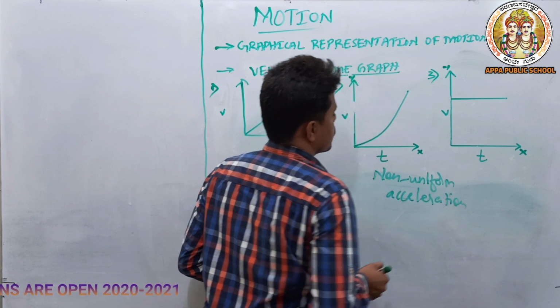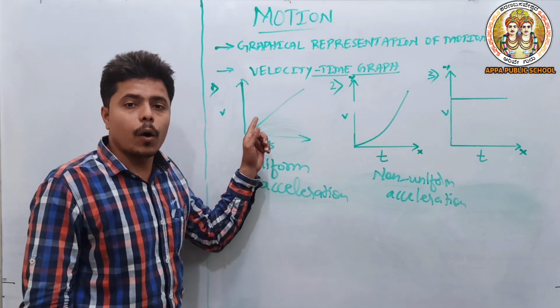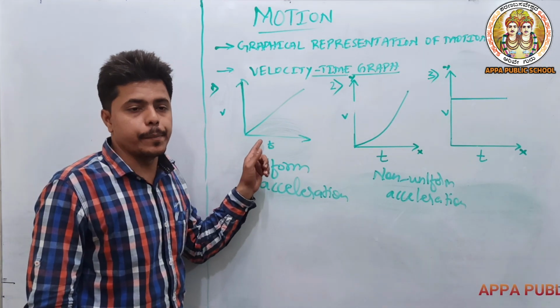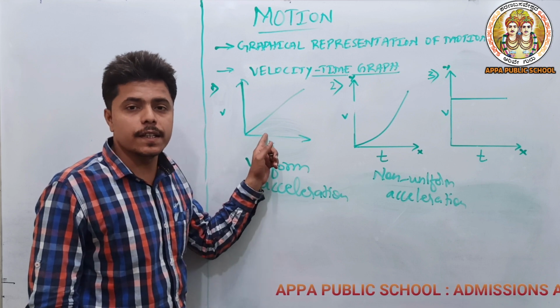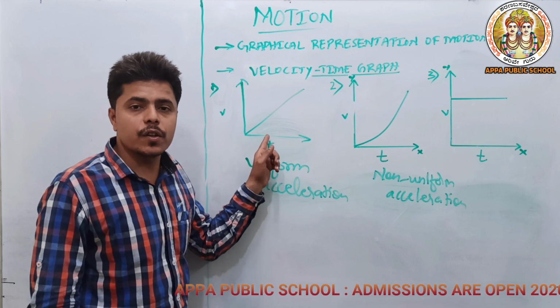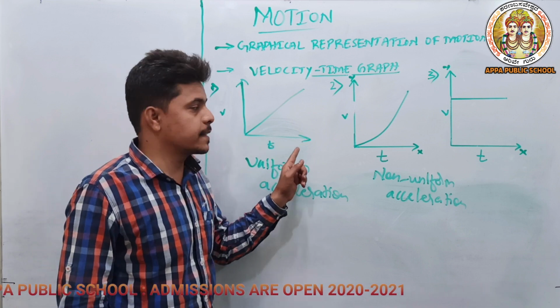So we can see here the rate of change of velocity of the body with respect to time is the same. So the velocity time graph for uniform acceleration is this. The rate of change of velocity of the body is the same with respect to time, so we say uniform acceleration.